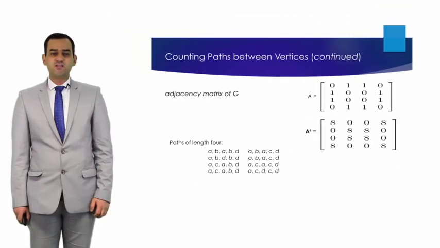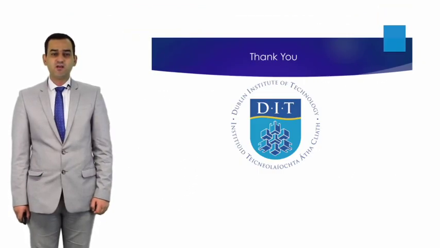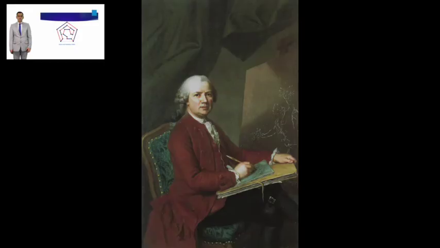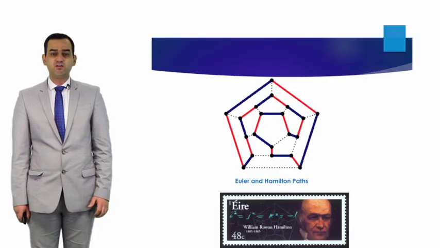So in this video, we discussed graphs, connectivity, and paths, connectedness in undirected and directed graphs, paths and isomorphism, and then we discussed counting paths between vertices. In the next video, we are going to discuss a very important problem, which is Euler circuit and Hamilton circuit.